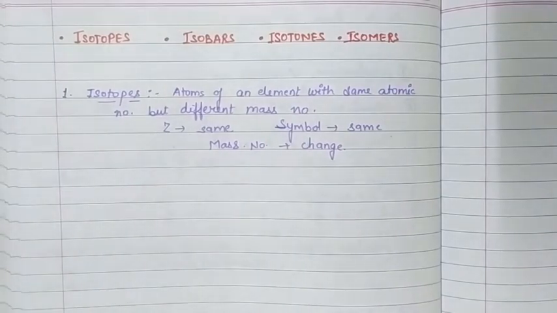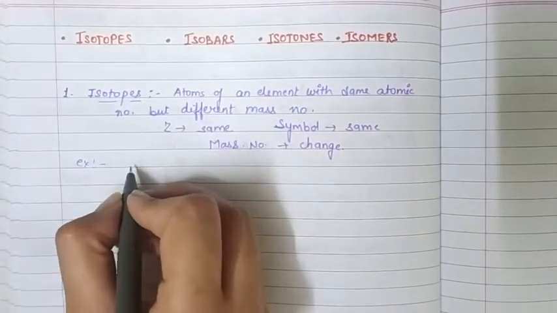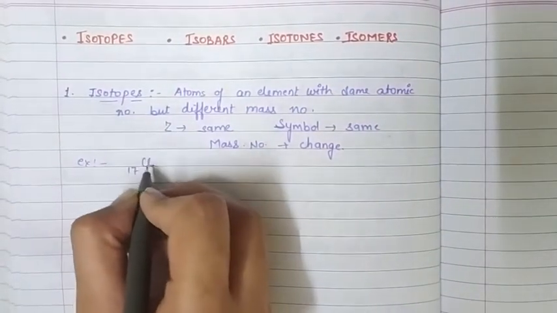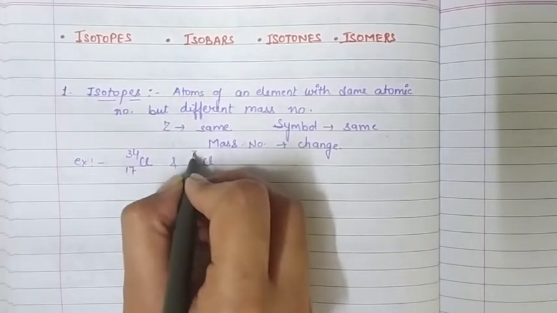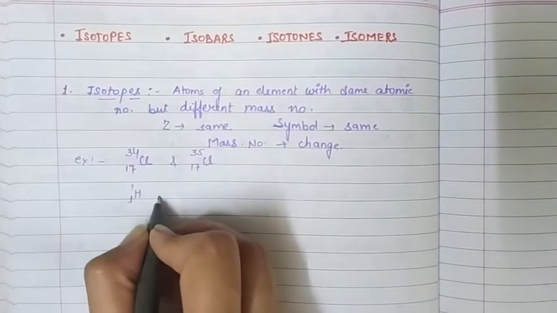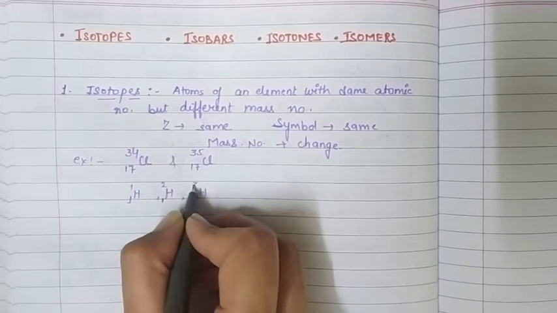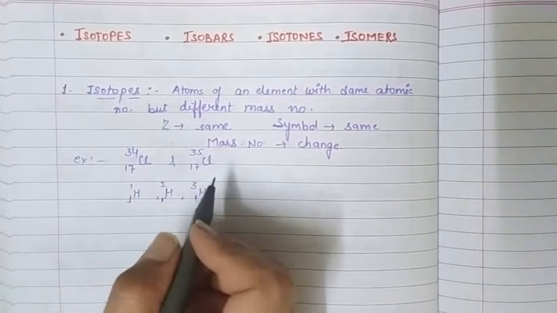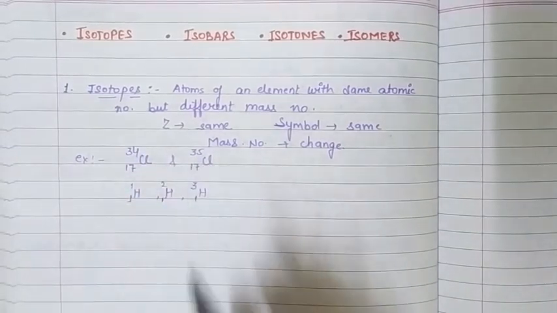For example, in the case of chlorine, we have 17Cl34 and 17Cl35. Or in the case of hydrogen, it is 1H1, 1H2 and 1H3. All these three atoms exist. Similarly, in the case of chlorine, both atoms are in existence.